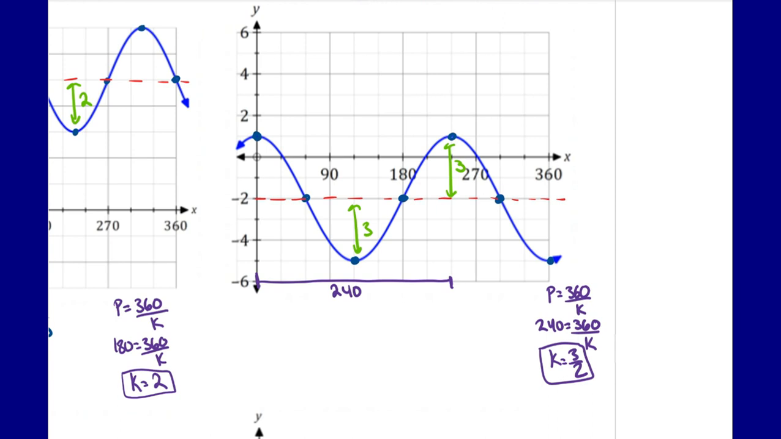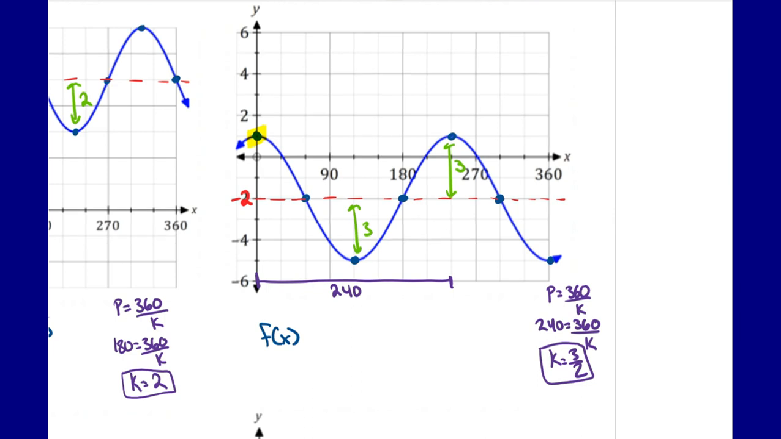So basically we're getting 1.5 cycles per 360 degrees, which we can see, right? We can see 1 and then 1/2. So we can see that visually as well. Now we're going to write our function. Usually in terms of the phase shift left or right, we first have to see what type of function we're looking at, sine or cosine.